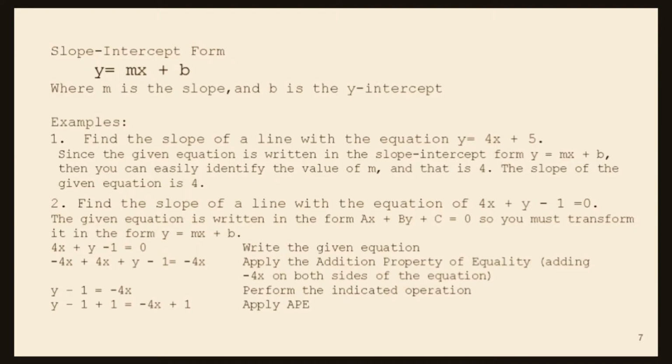Tapos, since equality nga, kailangan mo rin mag-add ng positive 1 sa may kabilang side, sa may right side, para maging equal pa rin. So, ayan, simplify mo lang ulit, magiging y is equal to negative 4x plus 1. So, ayan na, nasa slope-intercept form na tayo. Nakuha na natin yung gusto nating form ng equation. So, since nandyan na yung form, ma-identify na lang agad natin kung ano yung slope natin, which is yung negative 4, yung coefficient nung x.